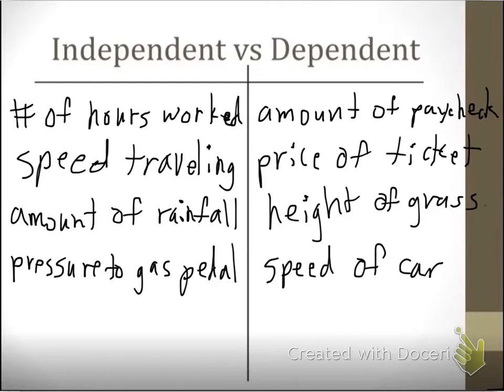So how fast I'm going depends on how hard or how hard I'm not pushing the gas pedal. Like we said, the harder I push the gas pedal, faster I'm going to go. If I take my foot off the gas pedal, it's going to slow down. Everyone see how it depends on another thing? Questions on that scenario? Okay, last scenario.